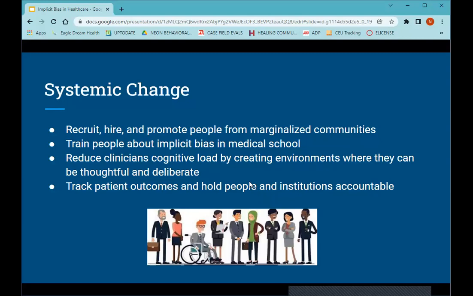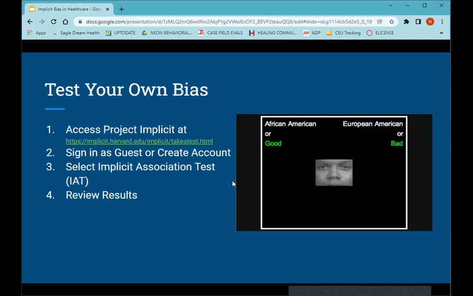And we can reduce cognitive load. Again, in stressful, high-paced environments, people rely on system one thinking and use bias more. So if we can create environments where providers are less overwhelmed, they'll be less likely to make those types of assumptions. I also think it's really important that we track outcomes and hold people and institutions accountable. Look at your specialty referrals, look at your diagnoses. Make sure that there are not populations that are systematically being treated differently. And we can do that. We have a lot of data now that we can pay attention to those things.